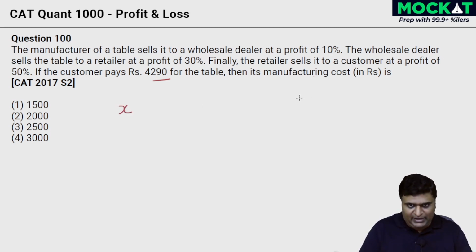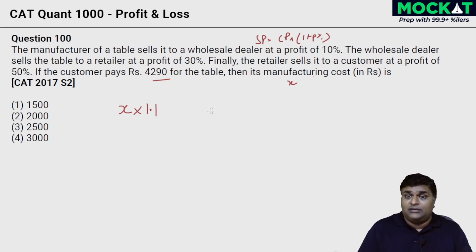Let the cost be X, right? The manufacturer is selling at a profit of 10%, so the selling price for the manufacturer is X into 1.1. Profit: CP into 1 plus profit percent, that is the SP. So that's the formula. Cost price was X for the manufacturer, the manufacturing cost. The selling price is X into 1.1, right? 1 plus 10%.